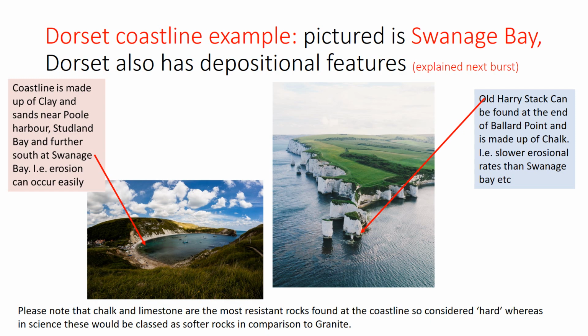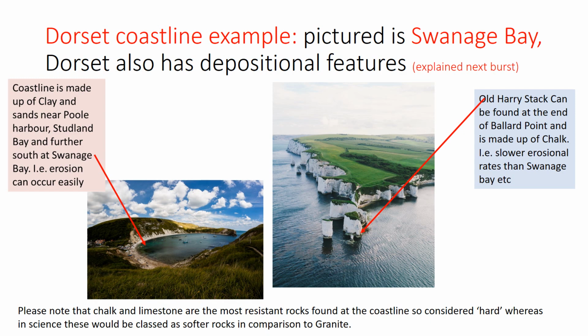The Dorset coastline was our perfect example of a coastline in the UK. Here is pictured with Swanage Bay on the left, which has been made up from clay and sands near Poole Harbour. Studland Bay is further south, and erosion can occur easily in both of these bays due to its softer, less resistant rocks. On the right hand side you can see erosion has been much slower and therefore has only eroded some parts into arches that have collapsed and left stacks.